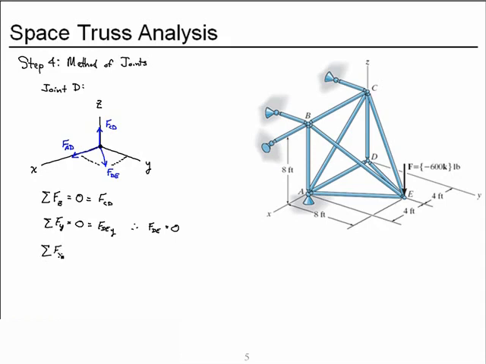Now we move to forces in the x direction. We'll take the positive x as positive for our summation. We have the force in member AD, and we have the x component of the force in member DE. But if the force in DE is 0, then the x component is 0. So the force in AD is also 0. So all 3 of these are 0.